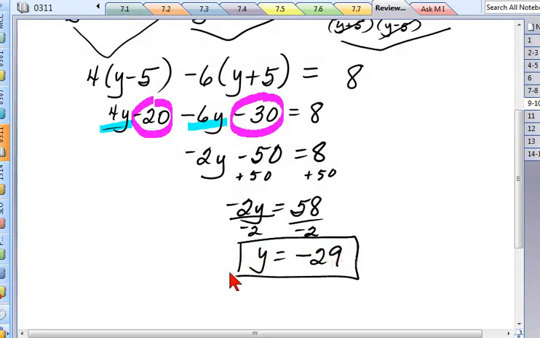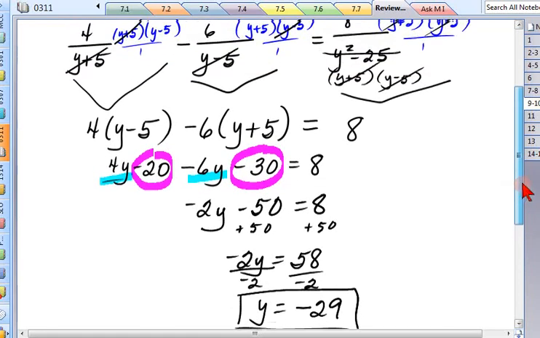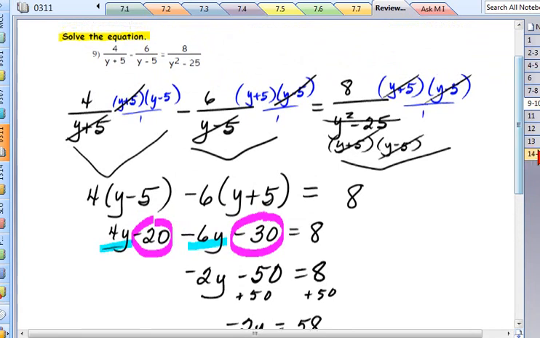Now, I didn't say anything at the beginning of the problem. I'm going to say it now, and you need to make sure that if you're doing the extra review and you're having those notes available, that you make some little note about check the domain. Okay? Now, the first denominator was a y plus 5. What can y not be if it's a y plus 5? Negative 5. The second denominator is y minus 5. What can y not be? Positive 5.